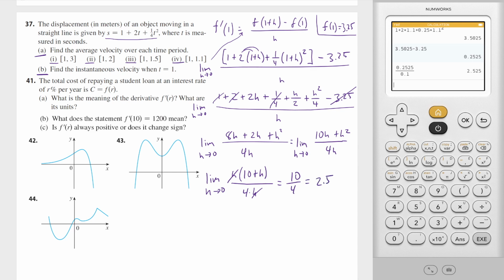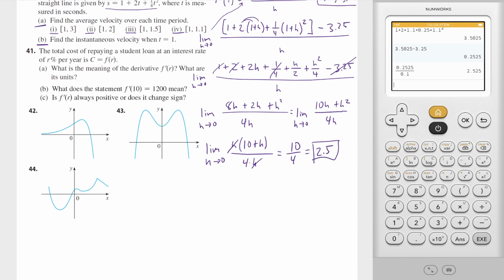Which, if you recall, the numbers that I was approaching on these intervals looked like they were getting closer and closer to 2.5, and it turns out 2.5 is, in fact, the instantaneous velocity. Cool, so good news. That's number 37.